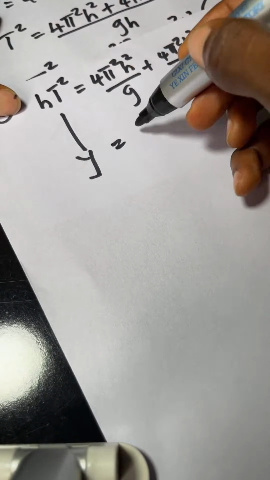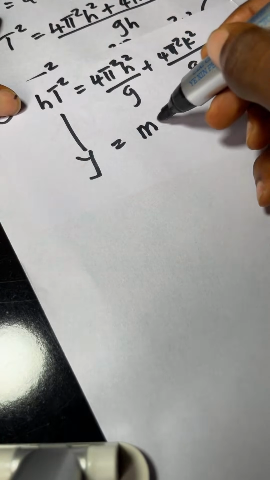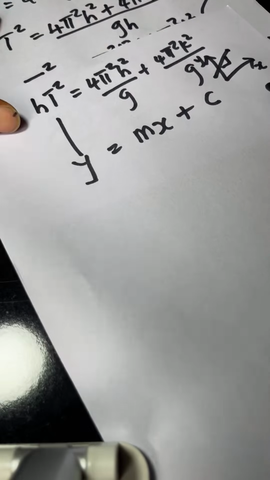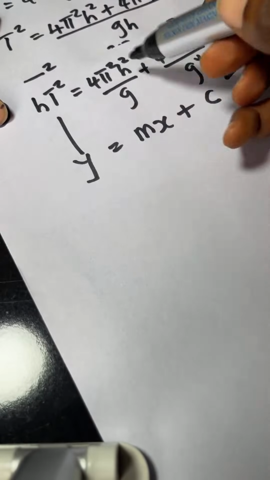y is equal to mx plus c. That means this graph must pass through the positive axis of the vertical line. This is how the nature of this graph will look like. This one, we are plotting a graph of h t square against h.